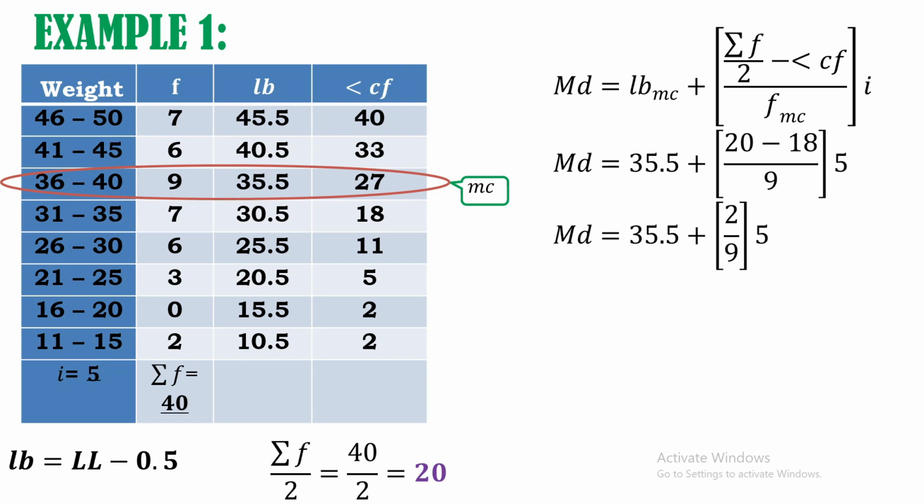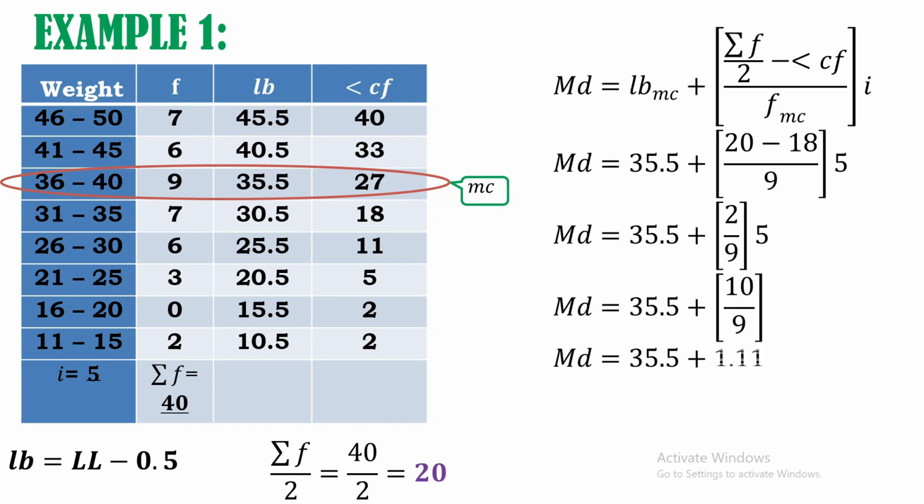Because if you divide first, and then you get an answer which is not exact, then you will have to round off. And in rounding off, there are some changes or errors in the computation. So we have to multiply first, 2 times 5, that's 10, divided by 9, so we have 1.11.